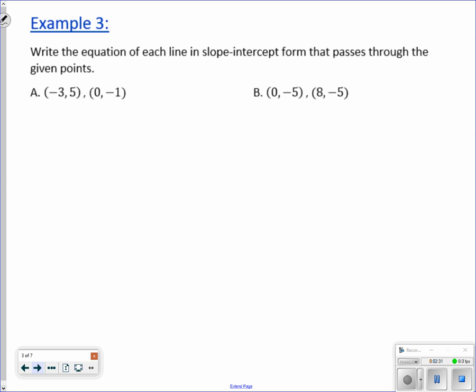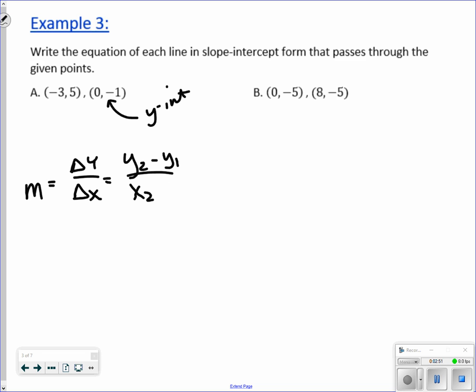Write the equation. Now again, they are giving me the y-intercept. So the y-intercept is going to be one of the given points today. It won't always be one of the given points, but it will be today. Find the slope. Last chapter we talked about the change in y over the change in x, or y2 minus y1 over x2 minus x1.